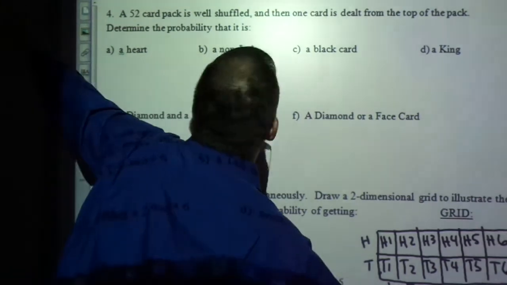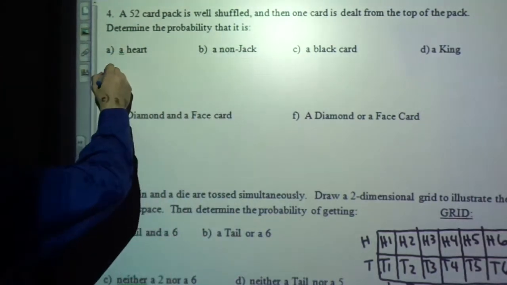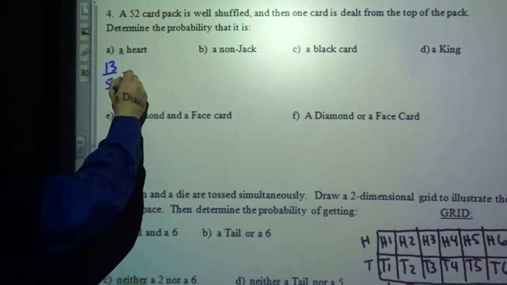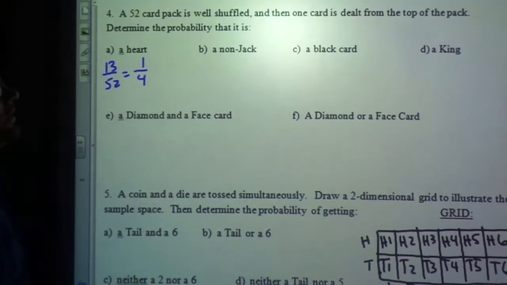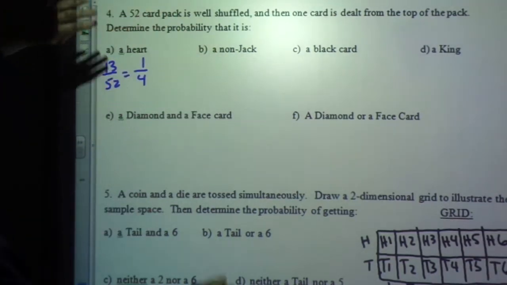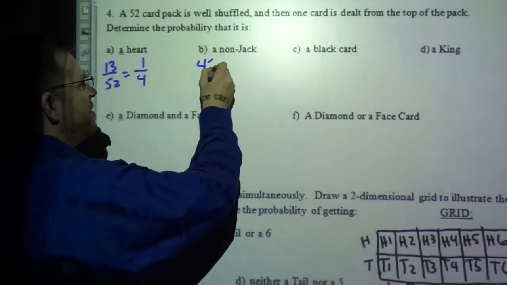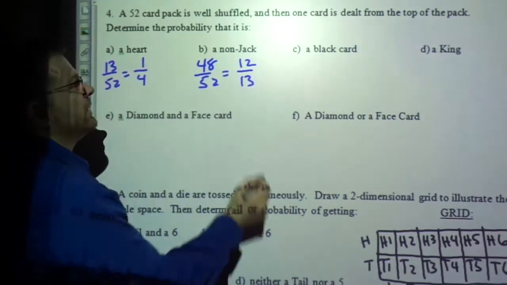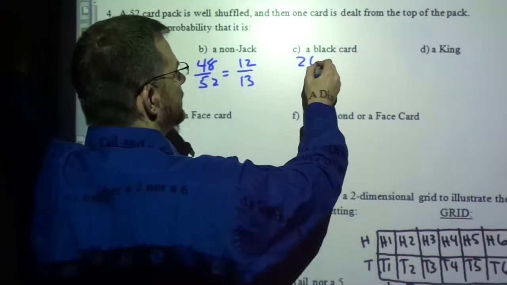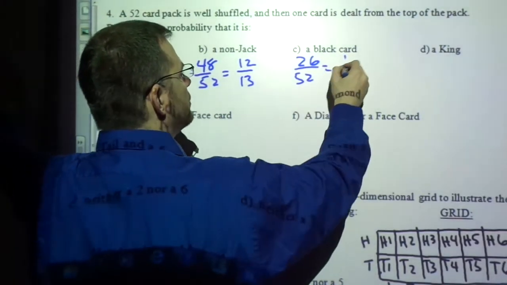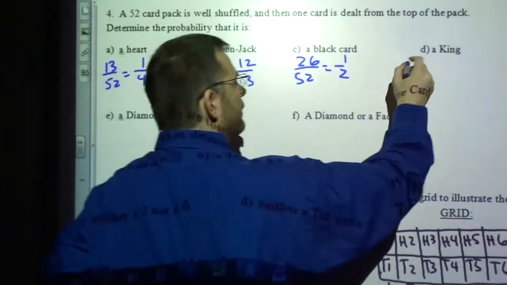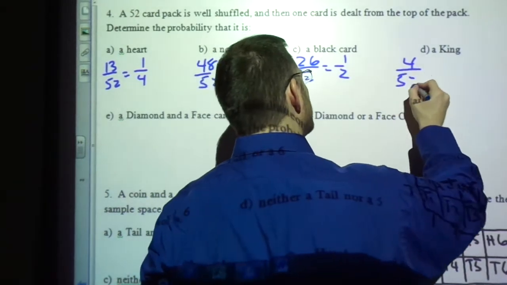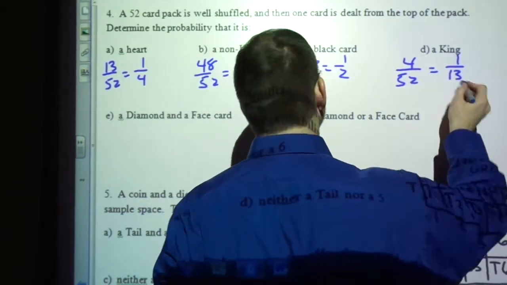52 cards. Probability that we get a heart. There are 13 hearts out of the 52, which reduces to be 1/4. A non-jack, well, 4 of them are jacks. The other 48 are not jacks. This can reduce to be 12/13. Black card, there are 26 black cards in the deck, which is 1/2. A king, there are 4 kings in the deck, which reduces to be 1/13.